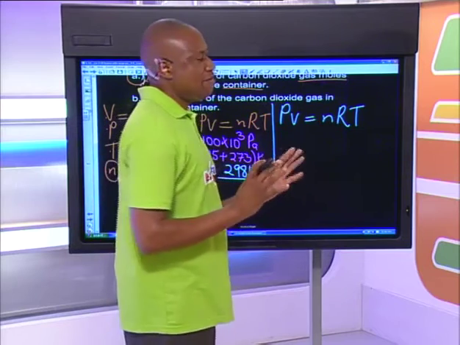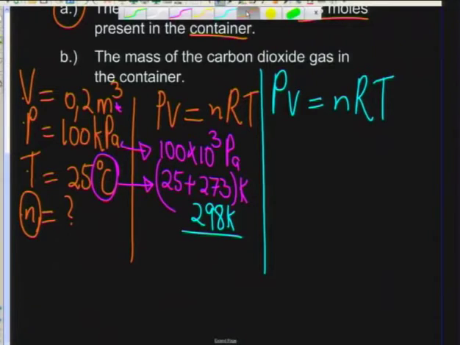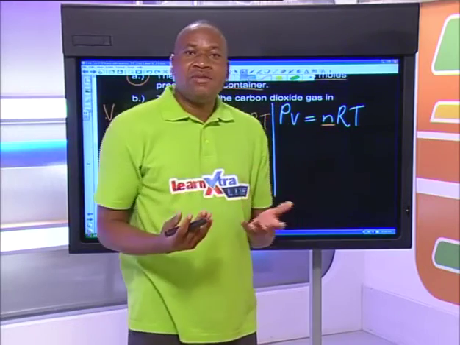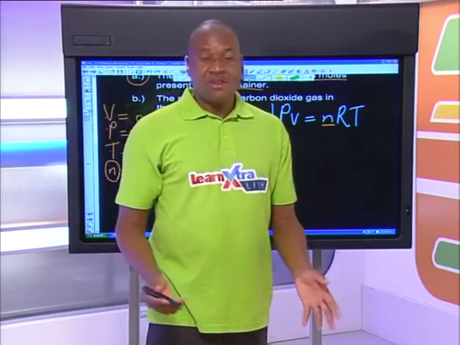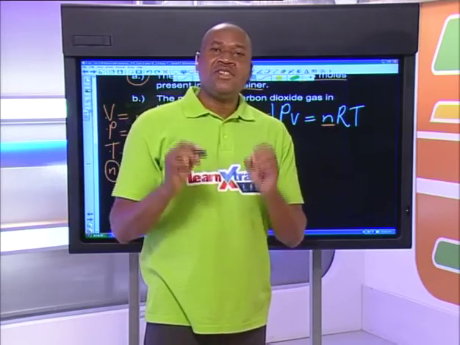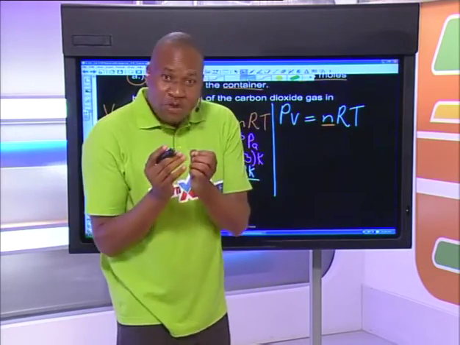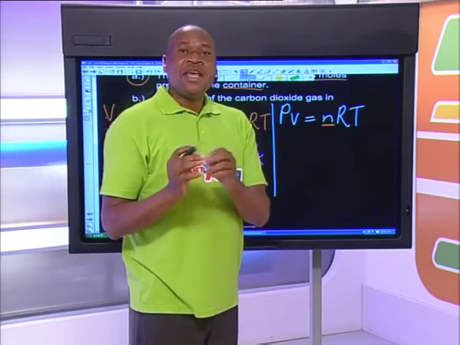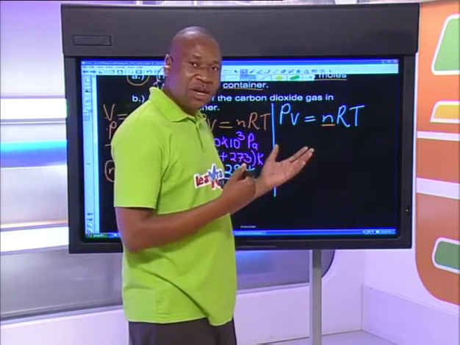Don't try and make what you are looking for the subject of the formula. In this case, you're looking for the number of moles, N. Don't try to make N the subject of the formula, because sometimes, not always of course, you make mistakes when changing the subject of the formula. So we want to spare you that problem, and you still gain marks in doing what you're going to do now. Just watch what I'm going to do.